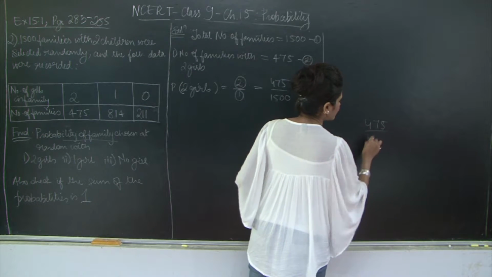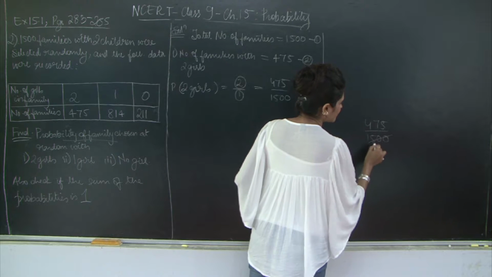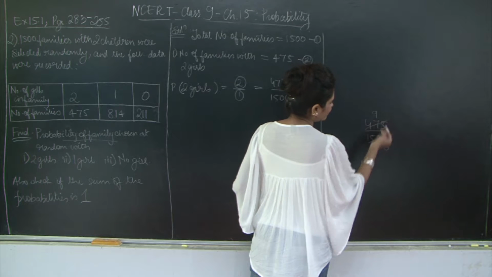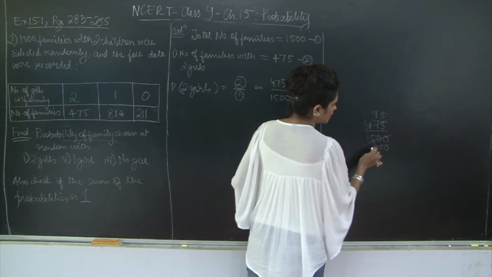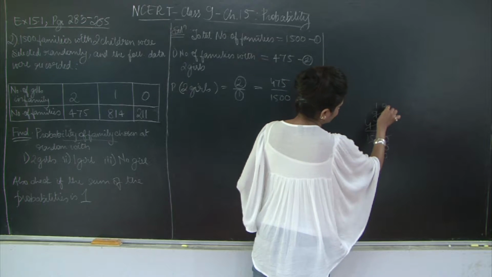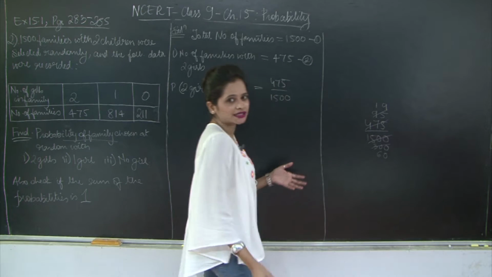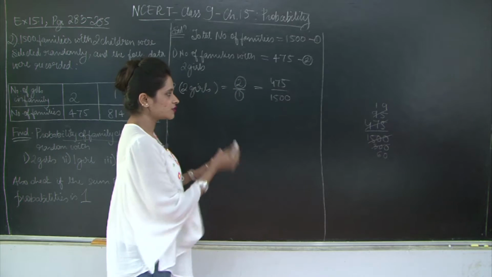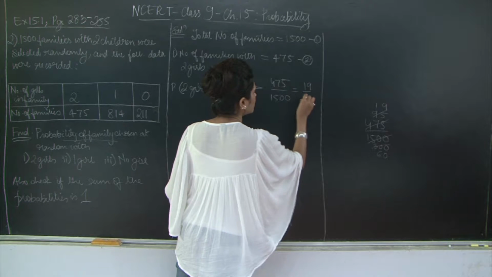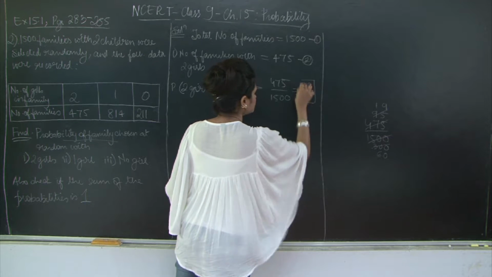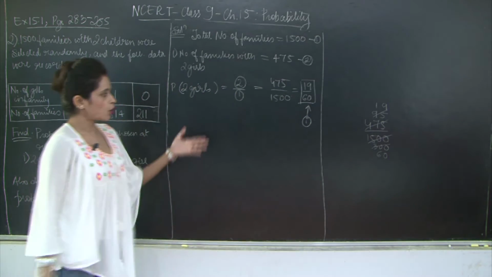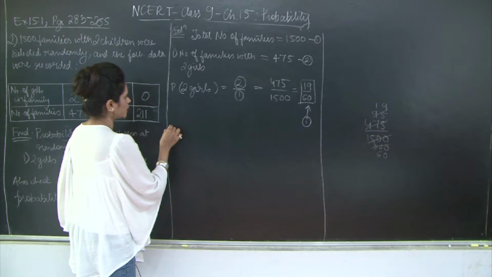So 475 upon 1500, let's cancel. 5 3s are 15 and 0 0. 5 9s are 45, 5 5s are 25. Again 5 6s are 30 and 5 1s are 5. 5 9s are 45. So you get 19 upon 60. This won't really cancel further, so let's leave this in the fraction form. This is going to be 19 upon 60. Let's mark this as small Roman number 1.